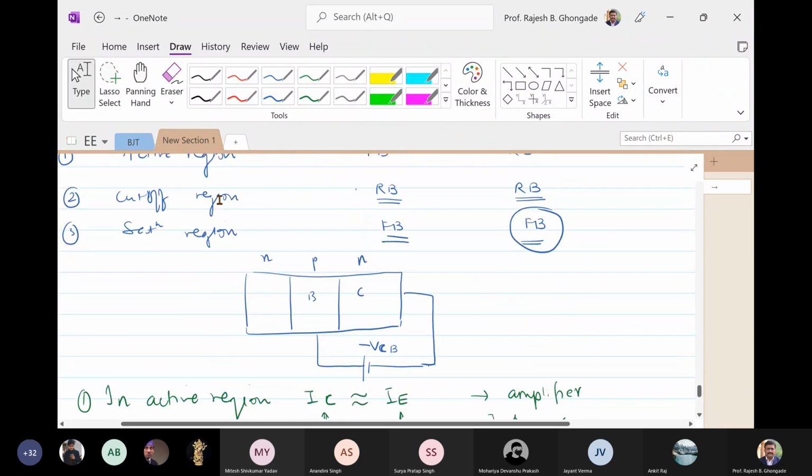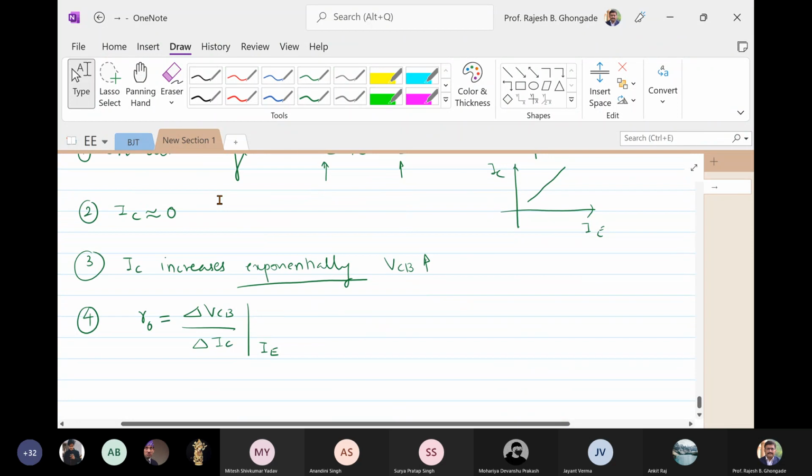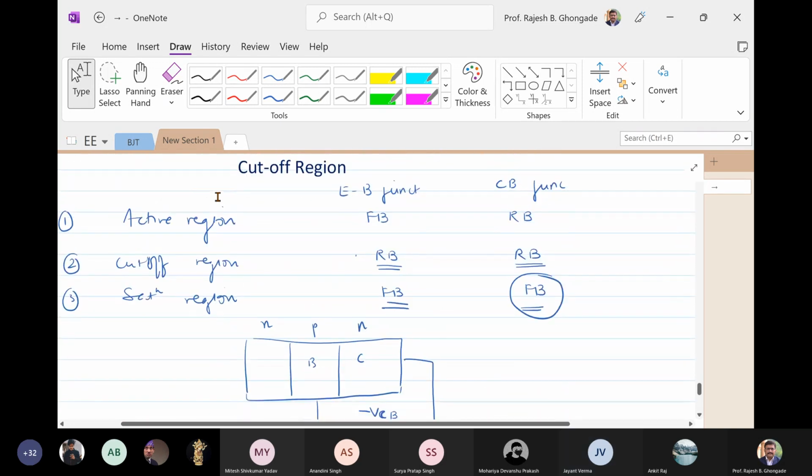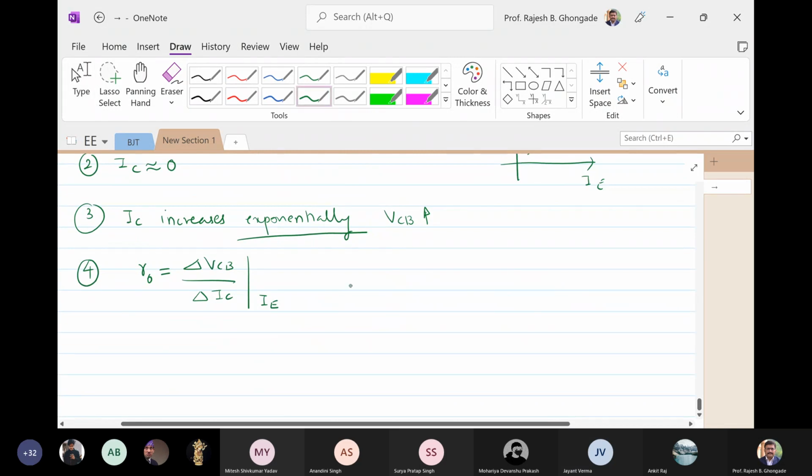डेल्टा आईसी क्या हुआ? डेल्टा आईसी will be, there is no change in collector current, so डेल्टा आईसी क्या है? जीरो है ना? हाँ सर। डेल्टा आईसी जीरो है तो आउटपुट रेजिस्टेंस क्या होगा? Anything divided by zero, infinite.